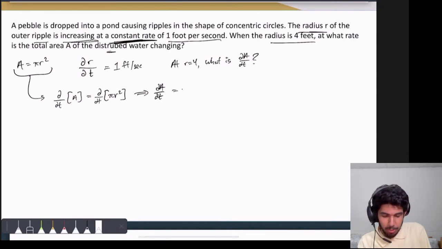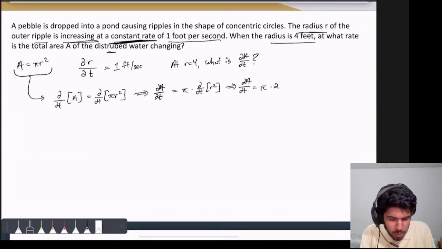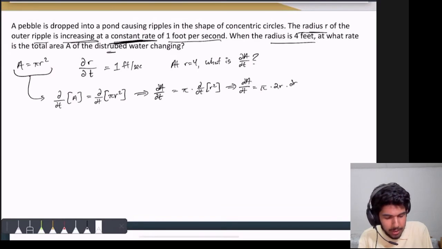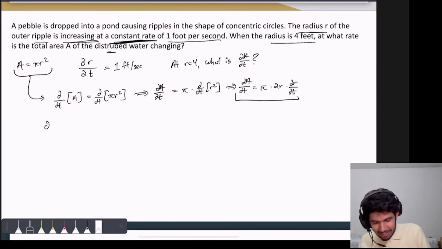The right-hand side, well, the pi comes out, and then we're just left with d/dt of r squared. And then that tells us that dA/dt equals pi times, well, we should be getting the hang of this now, power rule type thing. So 2r, then we multiply by the derivative of r with respect to time. You know, that's the chain rule, the stuff. And now we have this equation. So now we can solve for dA/dt. dA/dt equals pi times 2r times dr/dt.